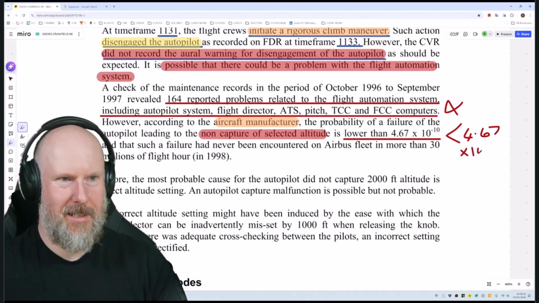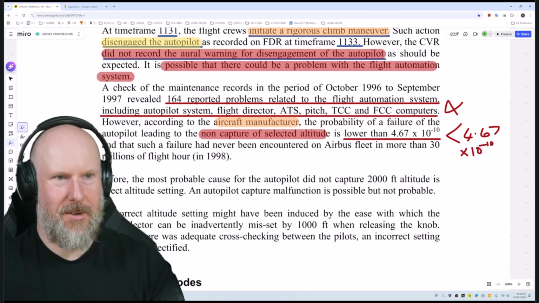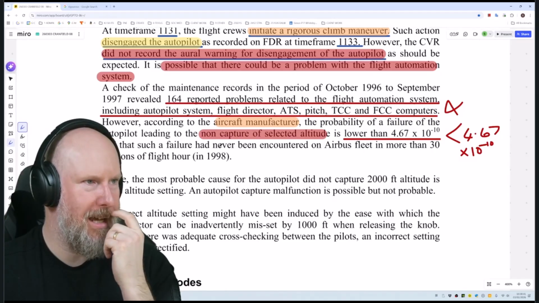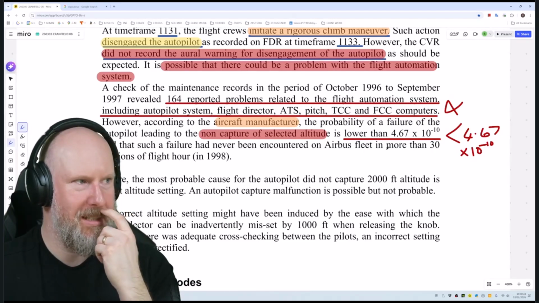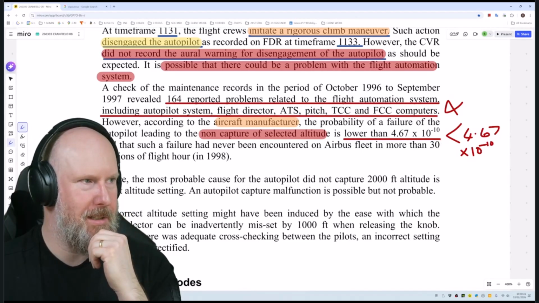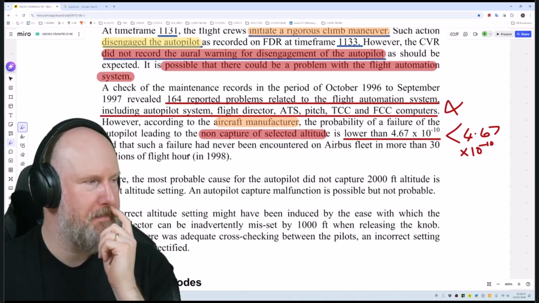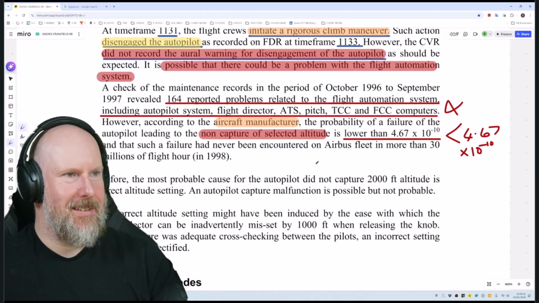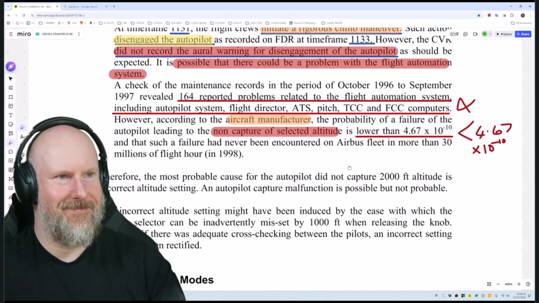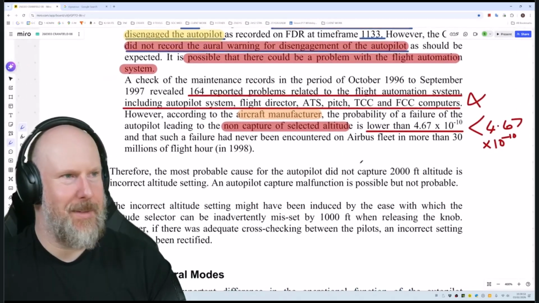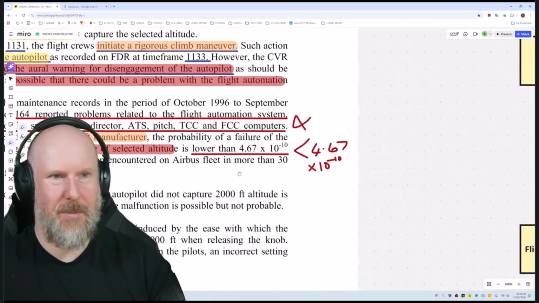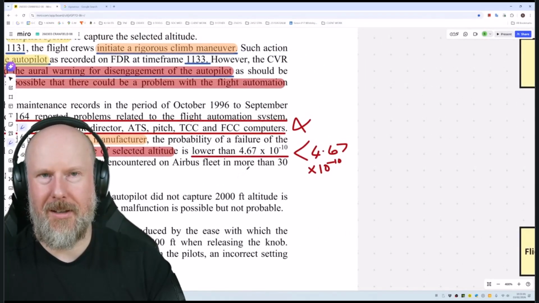I don't know if my sarcasm is coming across. And that such a failure had never been encountered on an Airbus fleet in more than 30 million flight hours. Yeah, sorry, mate. That's not giving me confidence, because this could be due to a design error, not a failure.